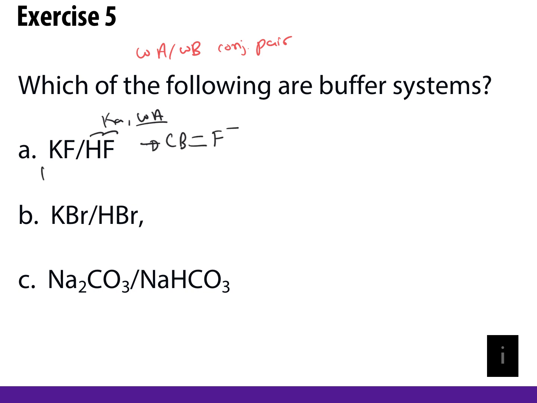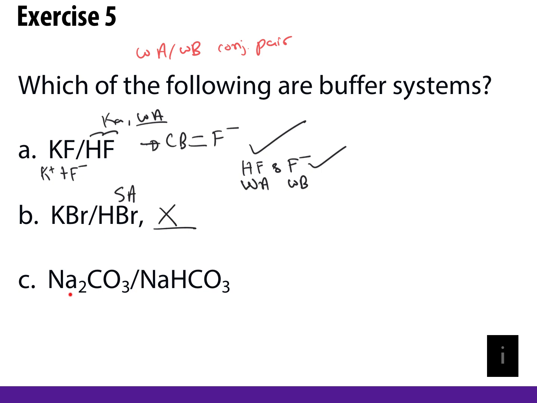If I look at KF, KF is K plus ion plus F minus anions, and so this is in fact a buffer solution because I have both HF and its conjugate base F minus in solution. And this is a weak acid and a weak base conjugate pair. What about KBr, HBr? Well, HBr is one of our strong acids, and that by definition does not meet our definition of a buffer. We need a weak acid, weak base conjugate pair. A strong acid doesn't work, so not a buffer.